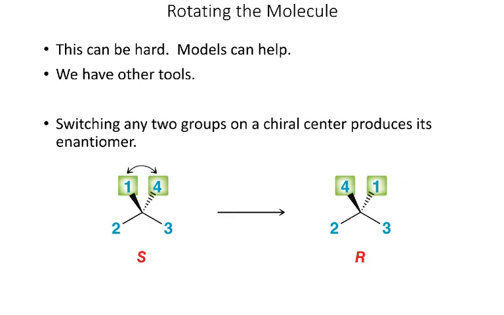Okay, so let's talk about what we have to do when we do need to rotate the molecule. This can be hard, and the book recommends looking at models, but that's not always available to us. And so we have another really helpful tool. It turns out that if I switch any 2 of the groups of a chiral molecule, I will get its enantiomer. And in this case, they've switched these 2, but we could have picked any 2. If I switch any 2, if I'd started with the S, and it's going 1, 2, 3, this is going to be the R, because I just switched 2 of the groups.